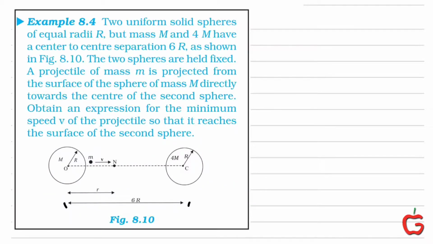A projectile of mass m is projected from the surface of the sphere of mass capital M directly towards the center of the second sphere. This means that this projectile is directly thrown from here to here. Obtain an expression for the minimum speed v of the particle so that it reaches the surface of the second sphere.